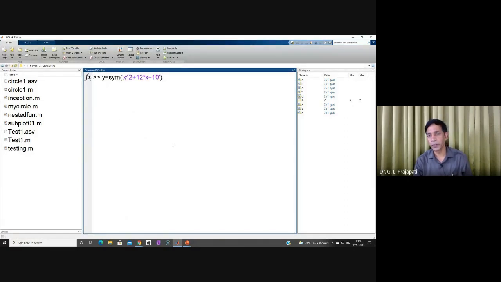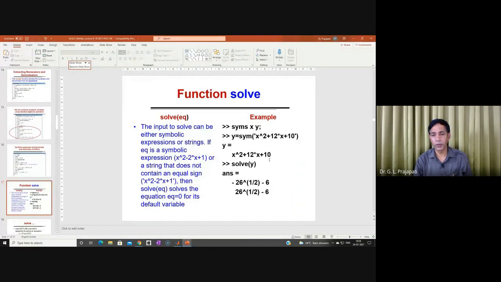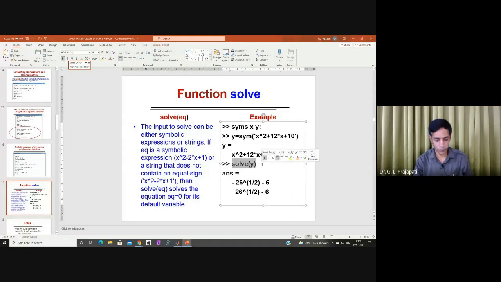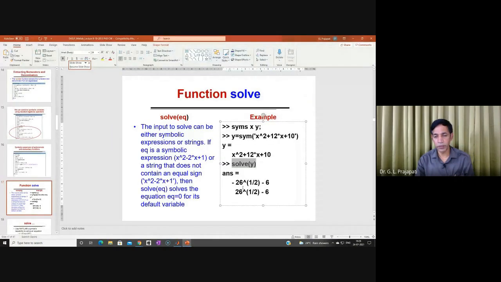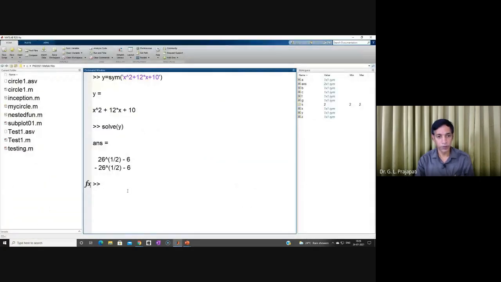X we have already declared as symbolic, and y is also symbolic. So you can say like this: y is equal to this. Now you want to solve for y. So what answer are you getting? Minus 26 raised to power 1 by 2 minus 6, and the plus side. So this is the answer you are getting.